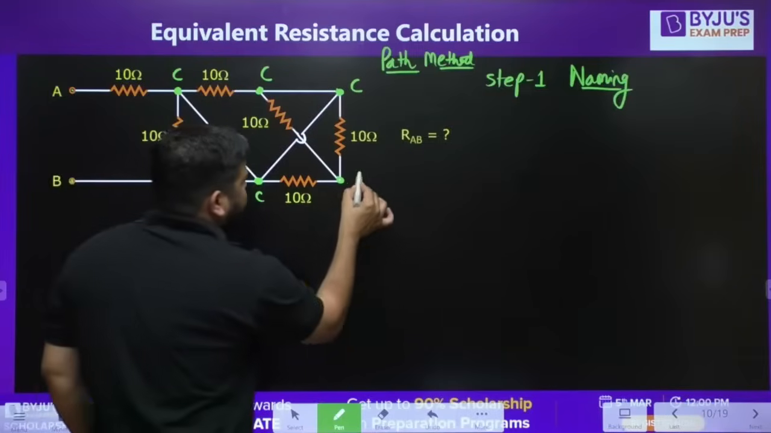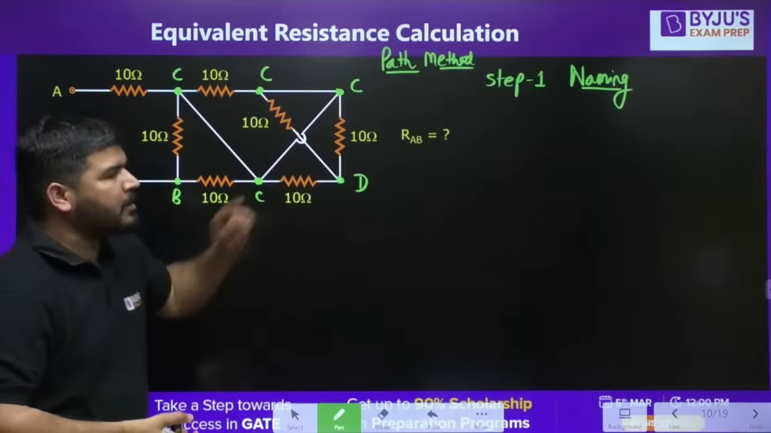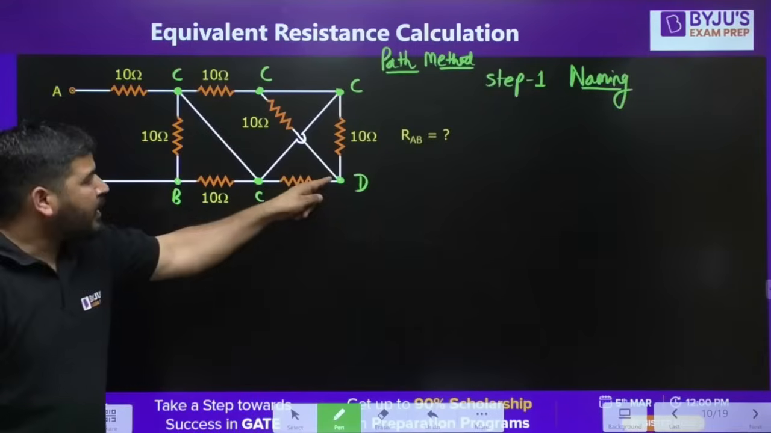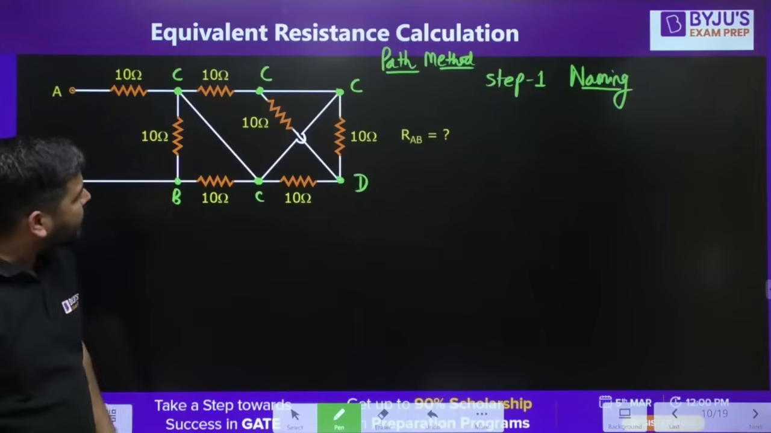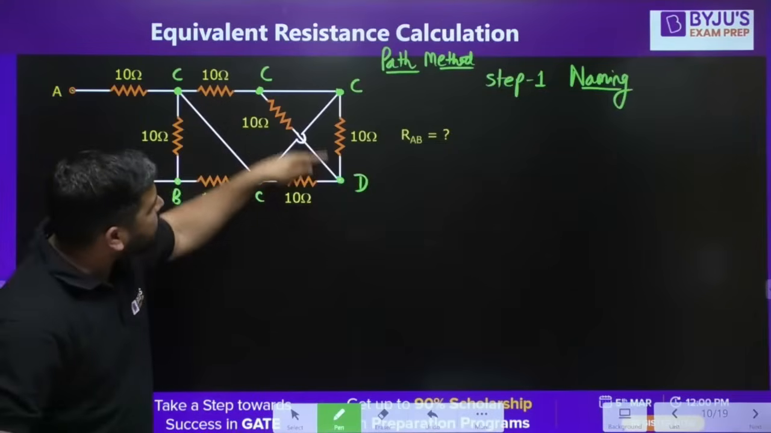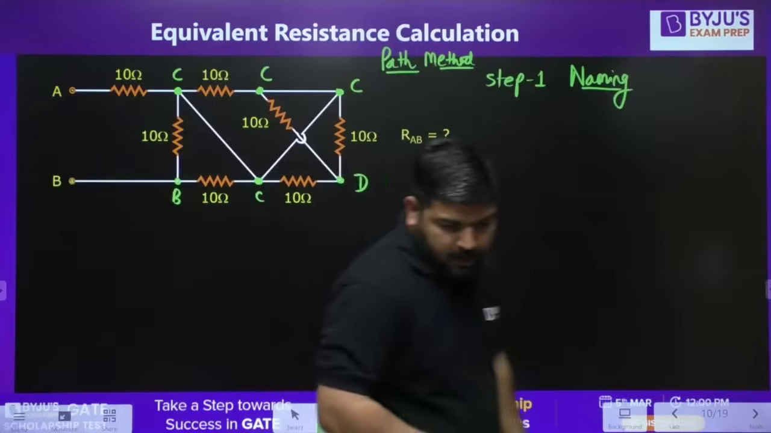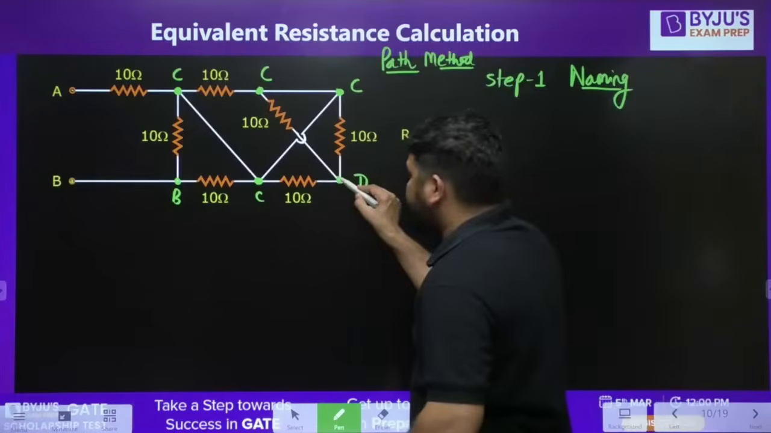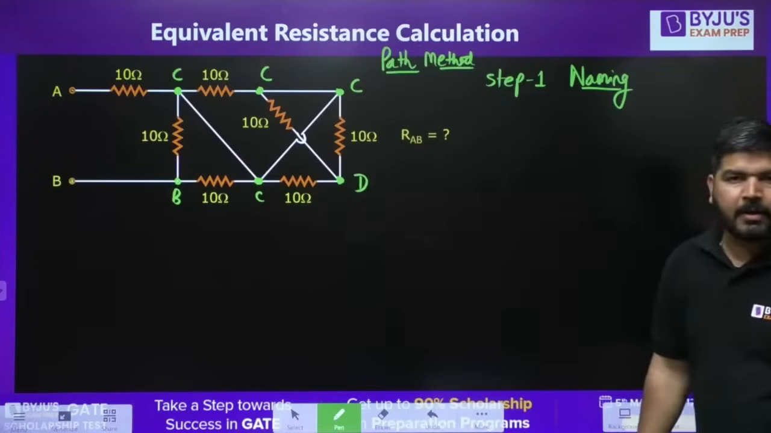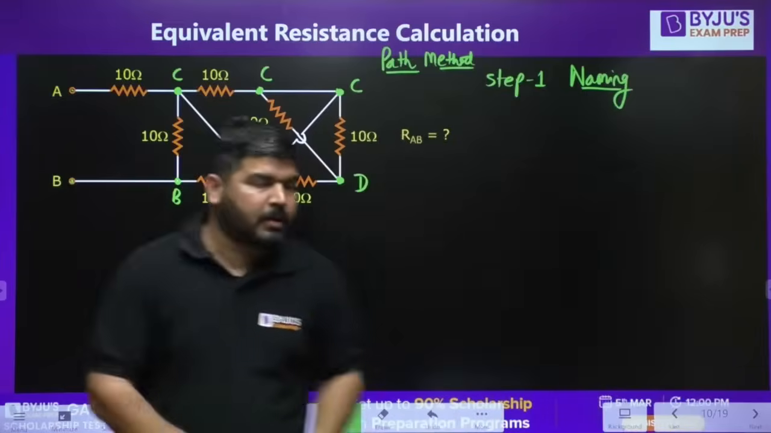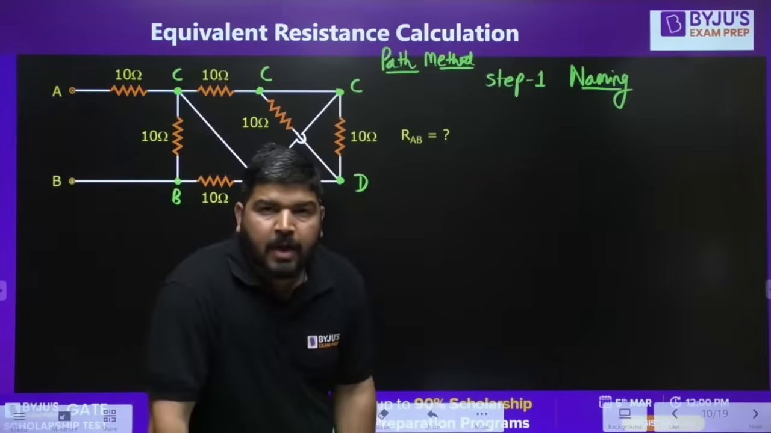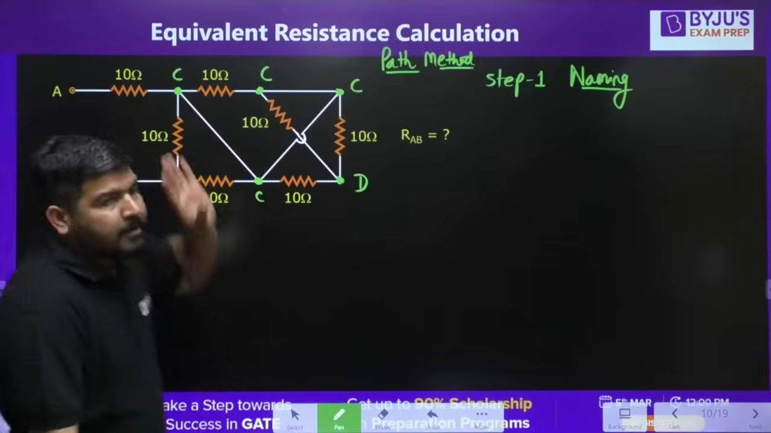Now call this point D. You cannot call this point C. Why? Because you can see there is a resistance on this side, a resistance on this side, and a resistance here; the direct connection is not given. That's why I name it with some other letter, D. I hope it is clear how to do the naming.